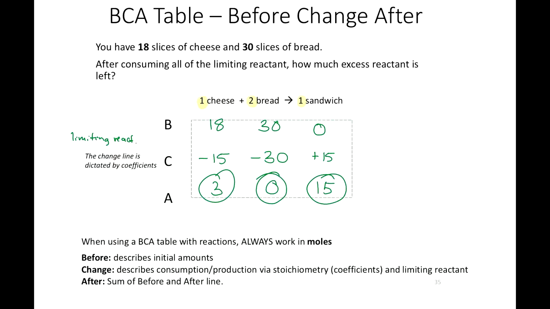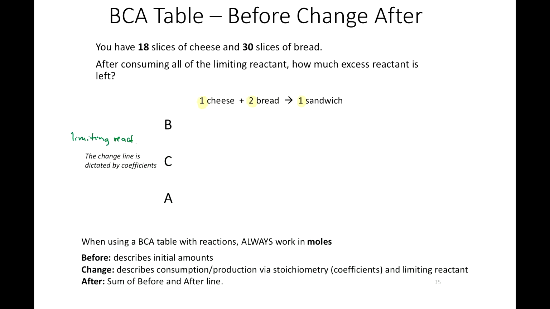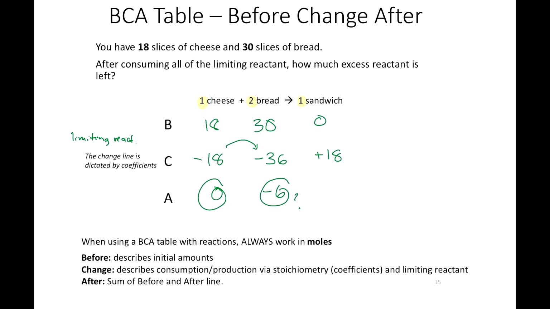So let's pretend we didn't know that bread ran out first, and I'll show you what the BCA table looks like if we did it wrong. Let's pretend we use up all of the cheese first. What's that going to look like? If we use up all the cheese, how much bread do we need to use? 36, and then we gain 18 sandwiches. But when you do the subtraction, look at it. We have 0 cheese, but we have what? -6 breads? That can't happen.